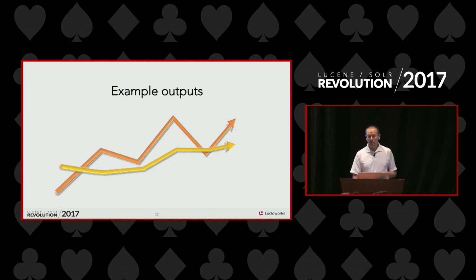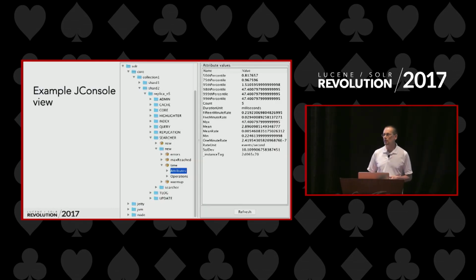Let's take a look at some of the example outputs. So I mentioned before that the JMX reporter right now produces a nice hierarchical view of all the metrics. So we can see, starting from the top, we have the prefix core, which is the group, and we have collection 1, shard 1 and shard 2, and under shard 2 we have replica N5, and here we have all the metrics grouped by category, right? And we have, for example, search and new timer, and the attributes of the timer include these histogram counts and moving averages.